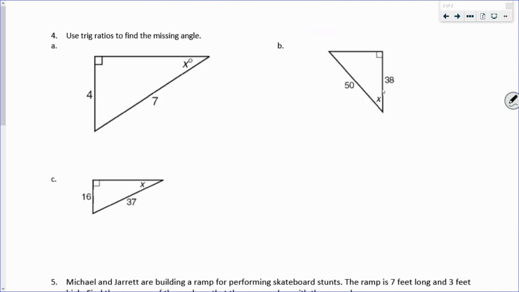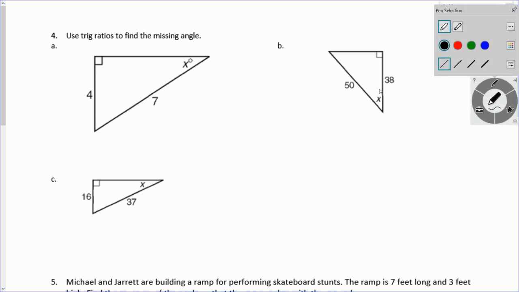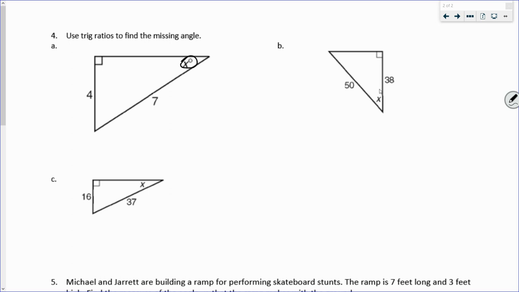Now let's go one step further where we can find a missing angle. A lot of overlap, a little something new. All right, so from this angle, this is the side opposite, and this is the hypotenuse because it's opposite the 90-degree angle. So that's sine of x equals 4 over 7.